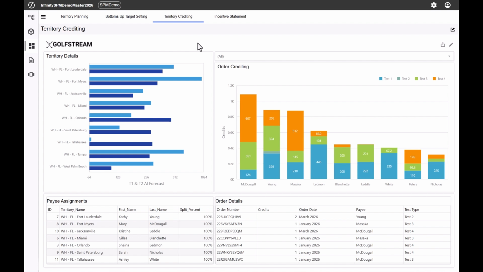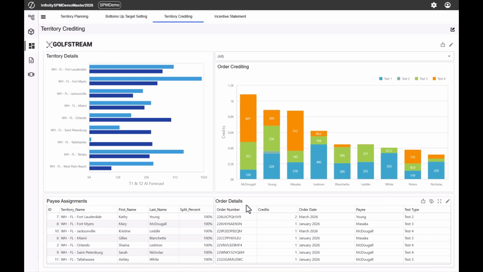In infinitySPM, we treat credit assignment as a critical part of the SPM system, not as an afterthought. And we can do that because we are already the system of record for territory definitions. Think about what's on an order. There's always something that identifies it to our payee. The zip code, the location, the account. Maybe it's the industry, or some sort of combination of attributes on the transaction.